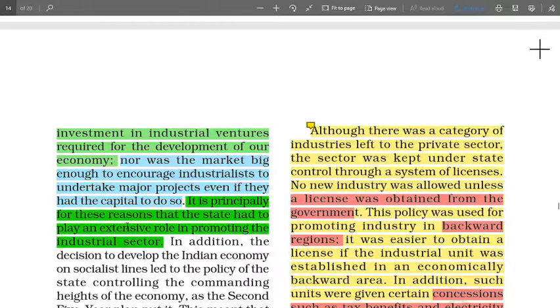So it is principally for these reasons that the government had to play an important role, leading from the front, to start and own industries and at the same time promote the industrial sector of the economy. That's the first thing. Why do we adopt the public sector in industrial development?